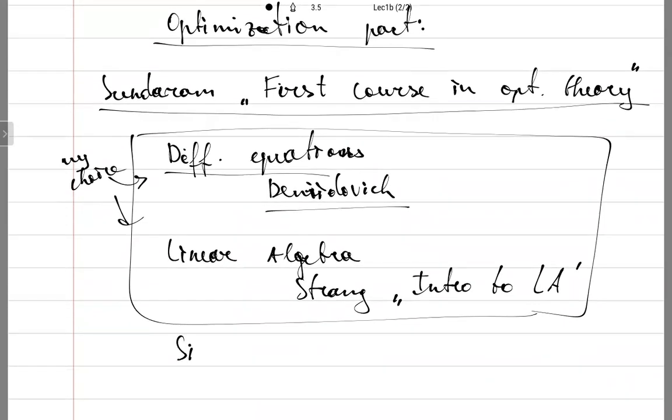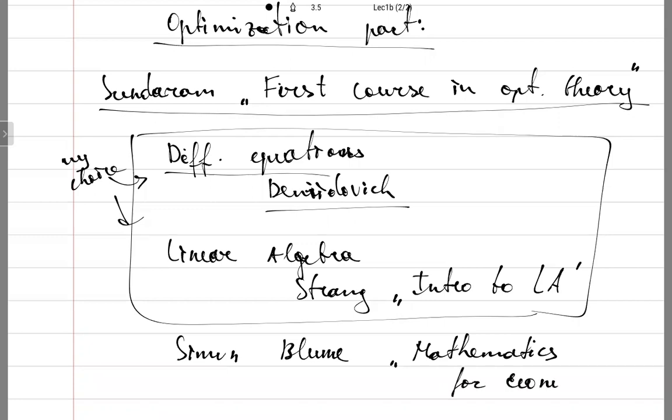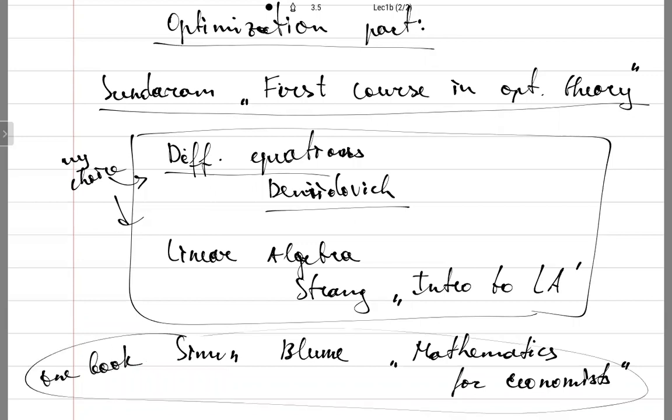And if you like one book, it's Simon and Blume. I don't know the name. The name is, just a moment, Simon and Blume, Mathematics for Economists. That's one big book for the whole course, but I think it's not so good as the separate ones. One book, if you like one book. Okay. But obviously you can find many other sources on the web. That's not a problem. Yeah, thank you.